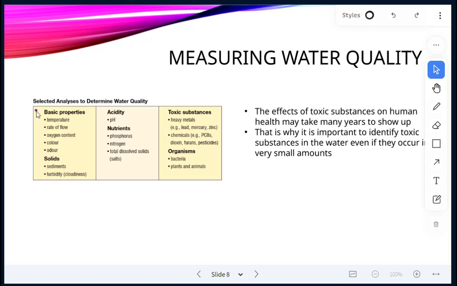So like basic properties like temperature, oxygen content, color, odor, solids, we're looking at its sediments, cloudiness, also called turbidity, acidity, its pH, nutrients within it, phosphorus, nitrogen, and other dissolved solids like salts. Also looking at toxic substances like heavy metals, which include lead, mercury, zinc, other chemicals that are toxic like PCBs or pesticides, and then also looking at organisms, bacteria or plants and animals.